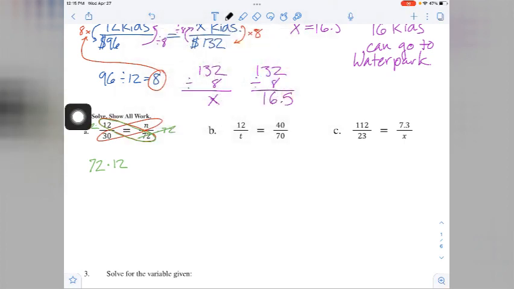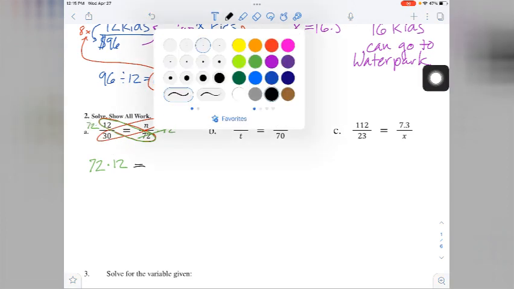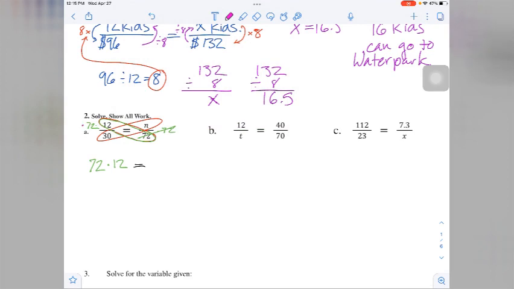And then on the other side, to get rid of this 30, I have to multiply by 30 because it's being divided. So I'm going to multiply this side by 30, and those will cancel out. And I'm going to multiply this side by 30, and what I have left here is n and 30.